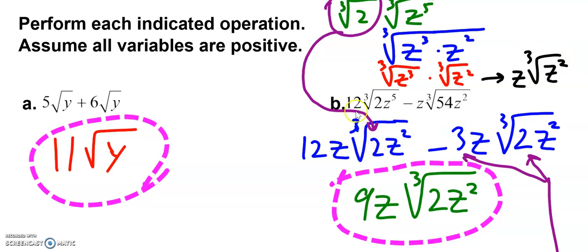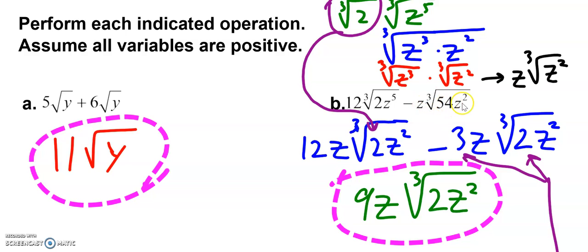Now when I put it all back together, well, the 12 is still there, but now this z is multiplied on the outside, so that's how I get 12z. And then I have the cube root of 2z squared, because the cube root of 2, again, didn't go anywhere, it just still stays there.